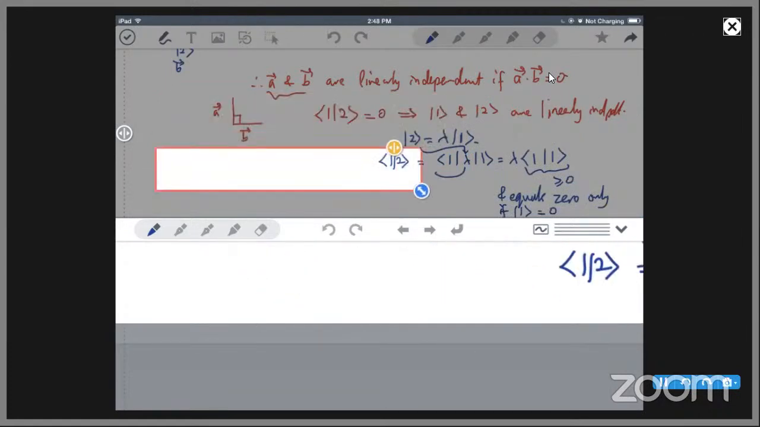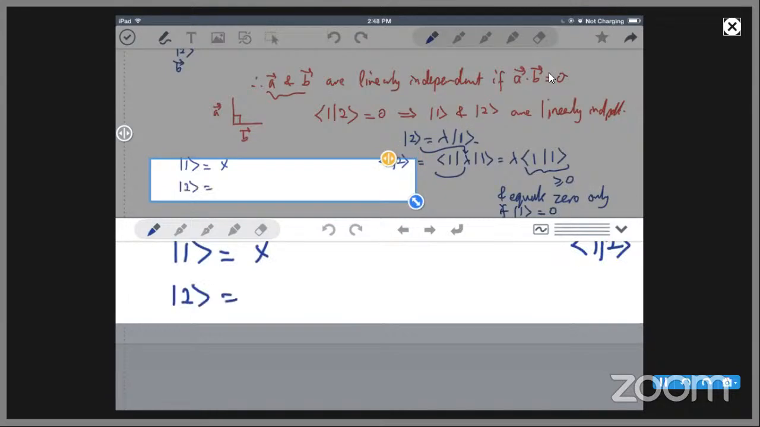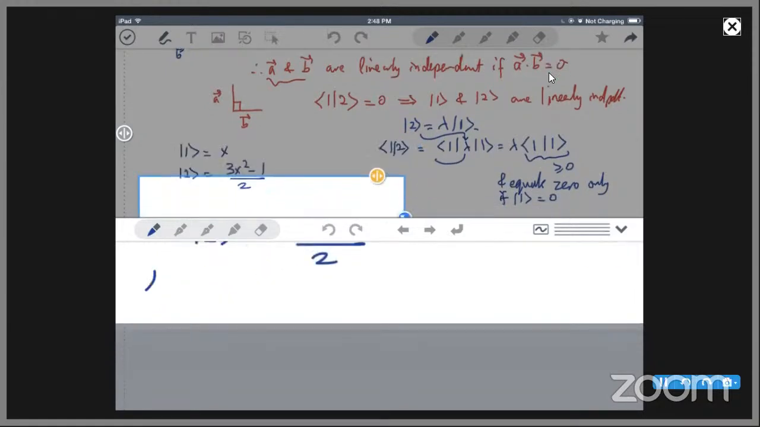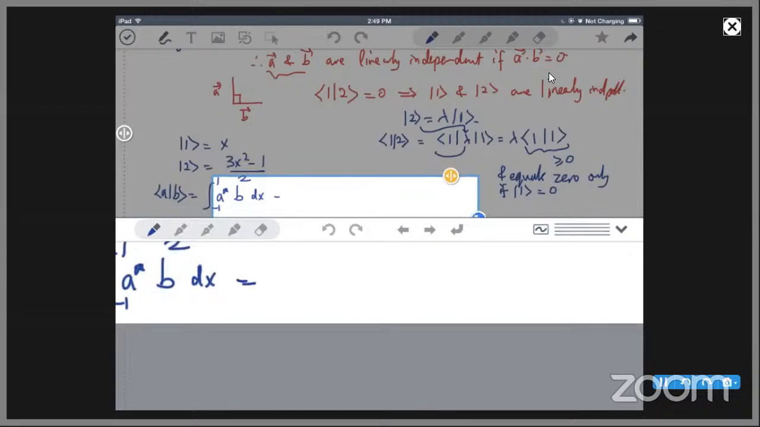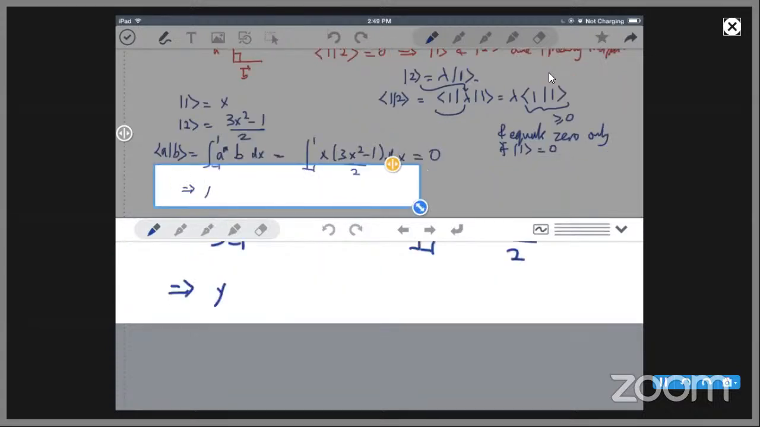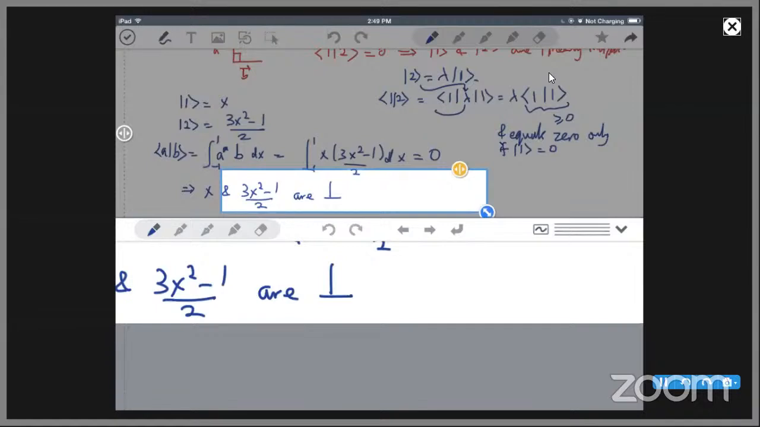In the same way, also, if you say 1 is x, okay, and then 2 corresponds to the vector 3, x squared minus 1 over 2. And we say AB is the integral of function a star b from minus 1 to 1. Okay. So you can see in this case, if you do the same thing for these two, you get this. You can do the integration, you get 0. Okay. So that shows you that x and 3x squared minus 1 over 2 are perpendicular to each other. Okay. When the dot product is defined by this integral.